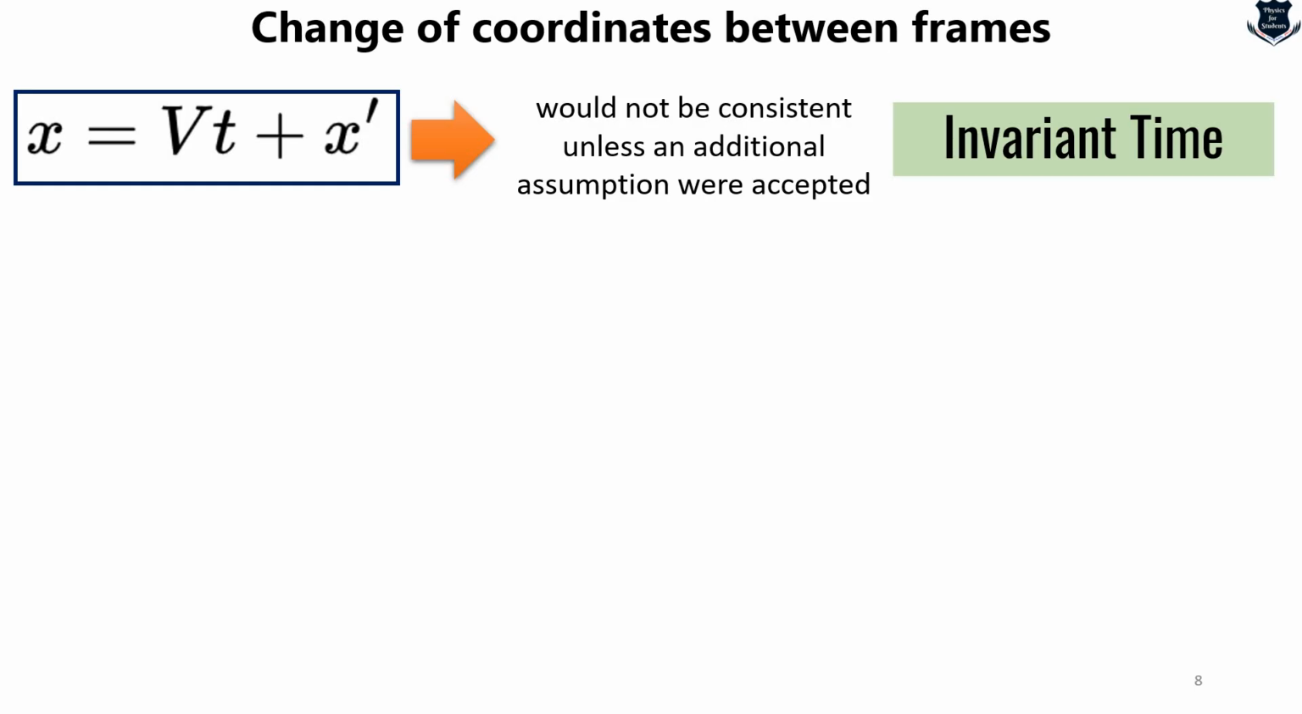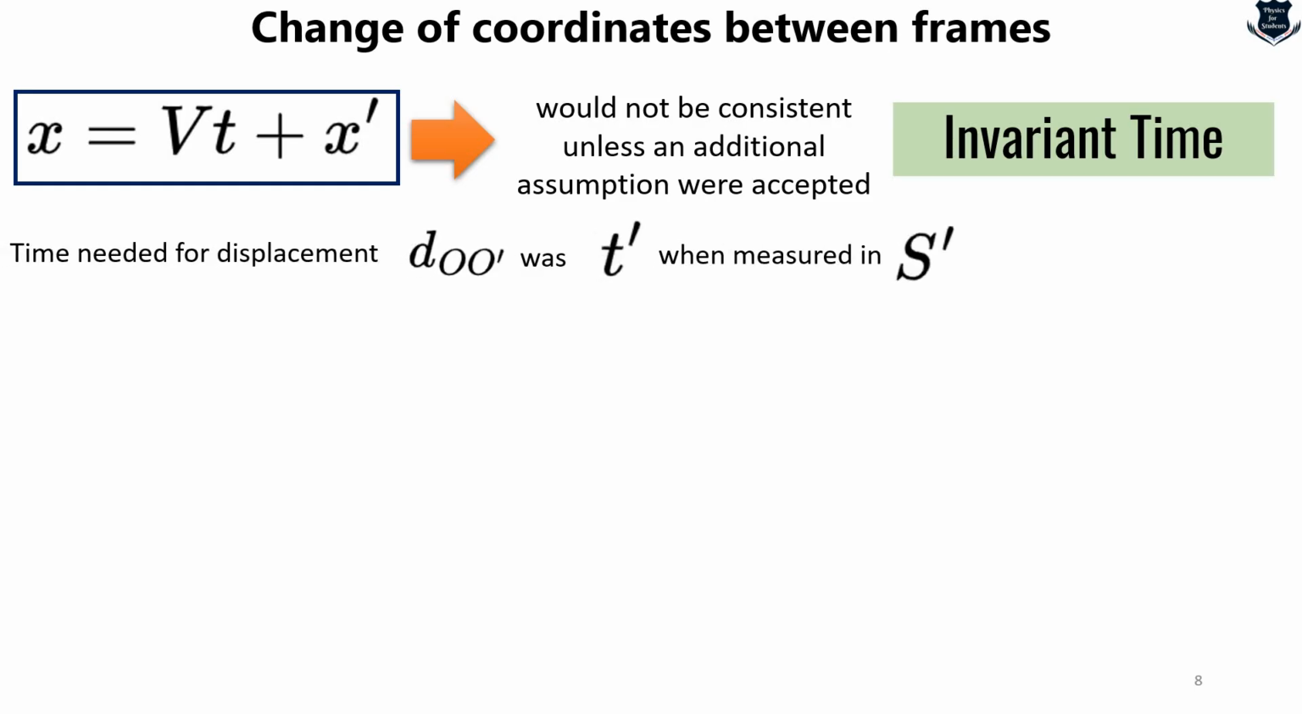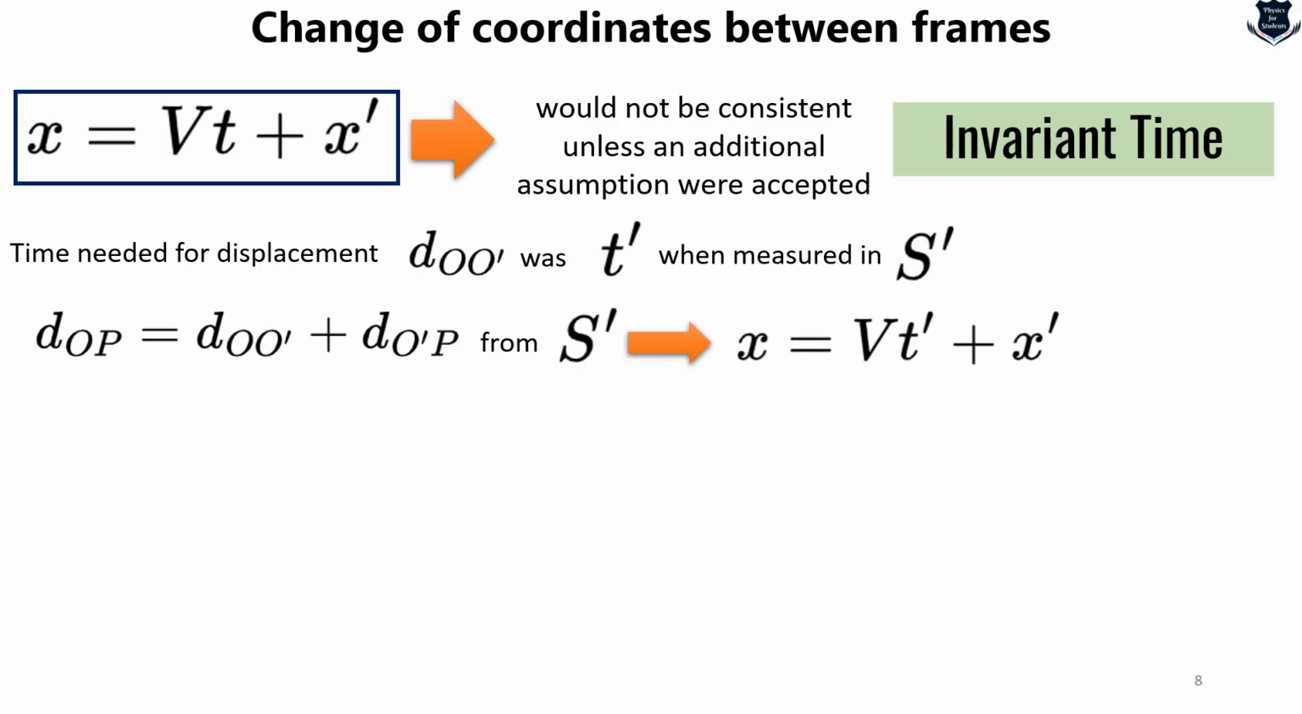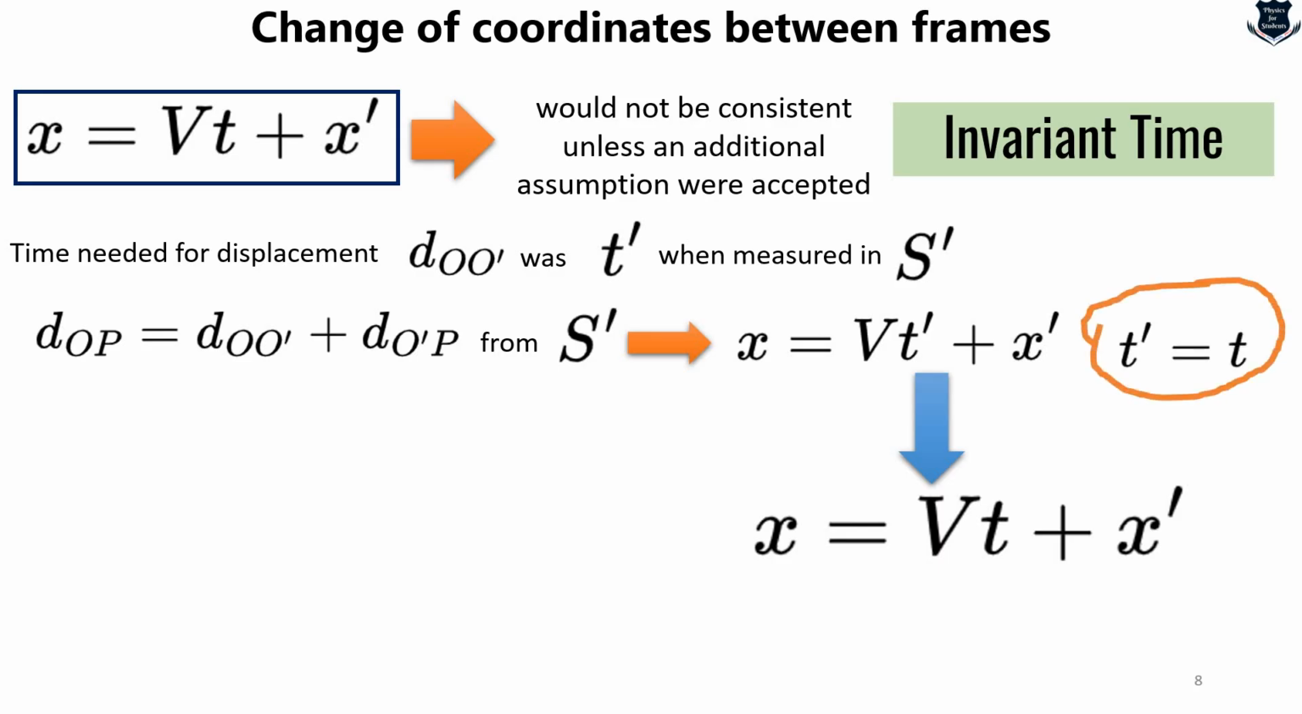In fact, if the time needed for the displacement of DOO prime was, for example, t prime when measured in the S prime frame of reference, then this equation, regarded from S prime, would lead to this new equation, Vt prime plus x prime. Now this result is compatible with the earlier one, Vt plus x prime, where there is no prime on the t part. Yes, there is a condition: only if t prime equals t.